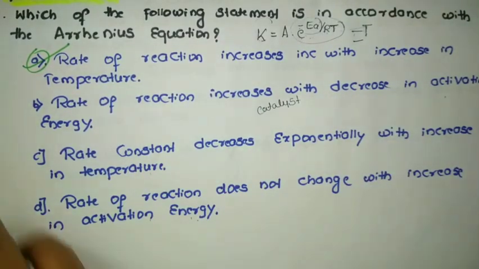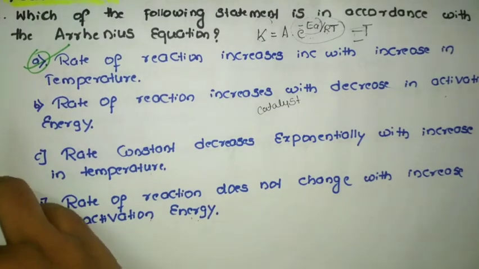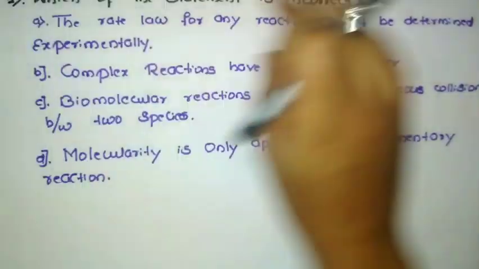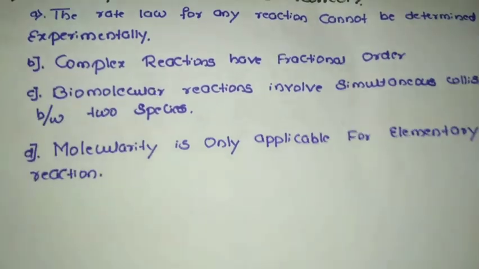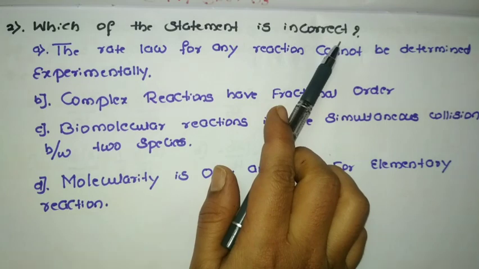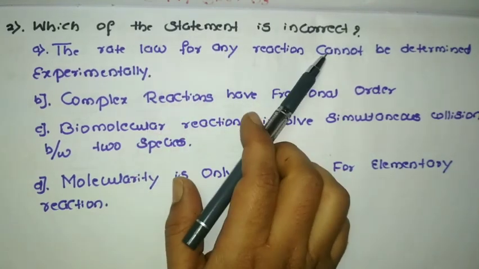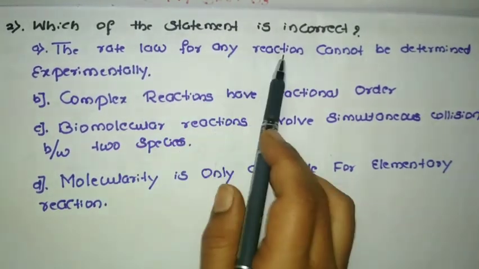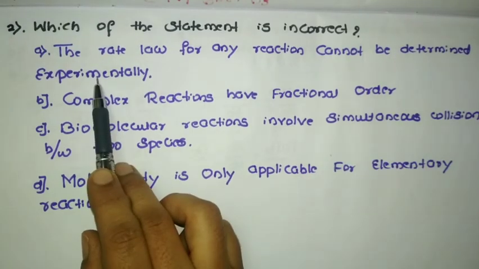So this is the first question from 2017. Similarly, the next question is also very simple: which of the statements is incorrect? We should tell which statement is incorrect. The rate law for any reaction cannot be determined experimentally.